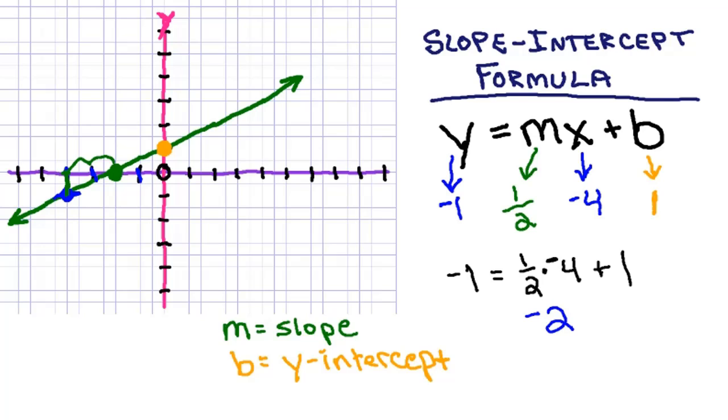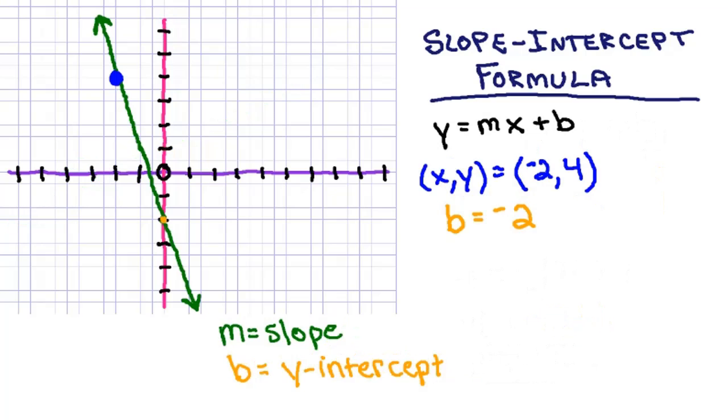So now we have negative 2 plus 1, and that's the b value. So negative 2 plus 1 is what? Negative 2 plus 1 is going to equal negative 1. So this checks out. Negative 2 plus 1 equals negative 1, and negative 1 equals negative 1. So this is correct. We have plugged in the correct numbers for this slope-intercept formula.